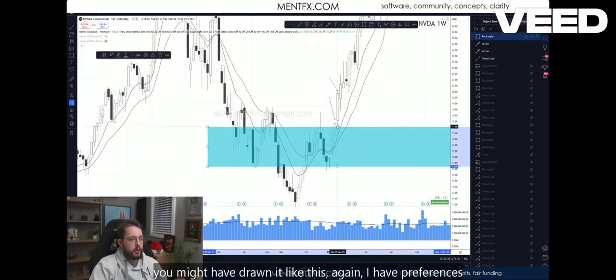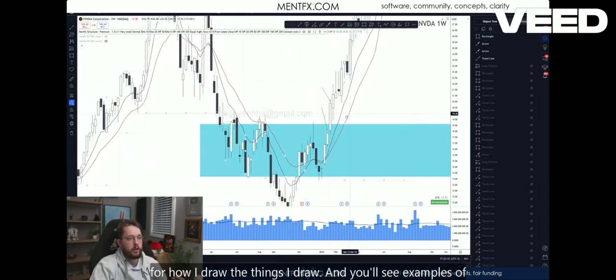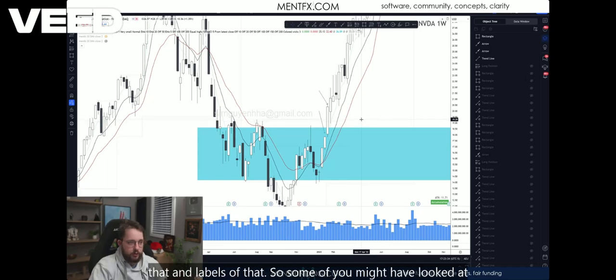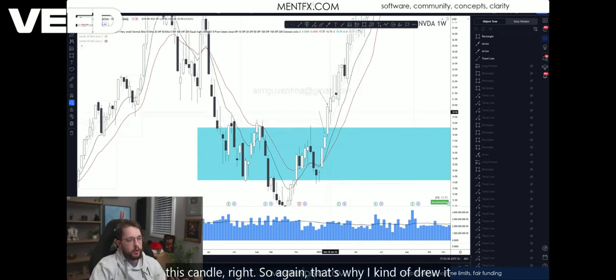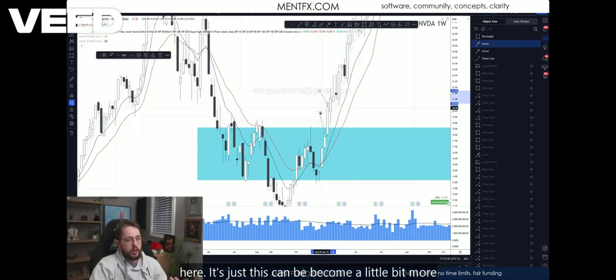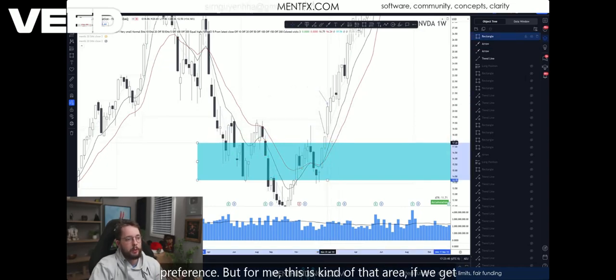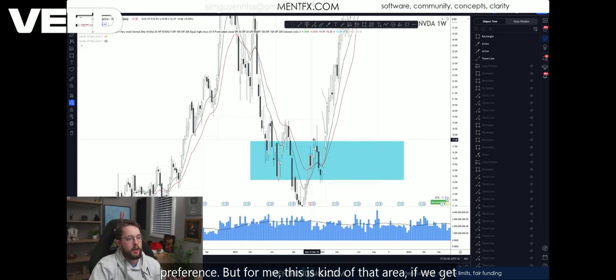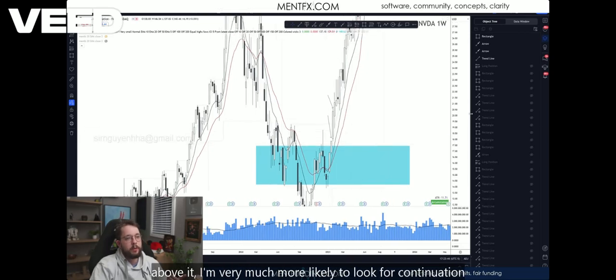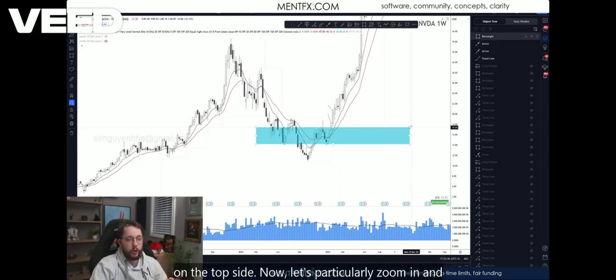Now, some of you might have drawn it like this. Again, I have preferences for how I draw the things I draw, and you'll see examples of that and labels of that. So some of you might have looked at this candle, right? That's why I drew it here. This can become a little bit more preference, but for me, this is kind of that area. If we get above it, I'm very much more likely to look for continuation on the top side.